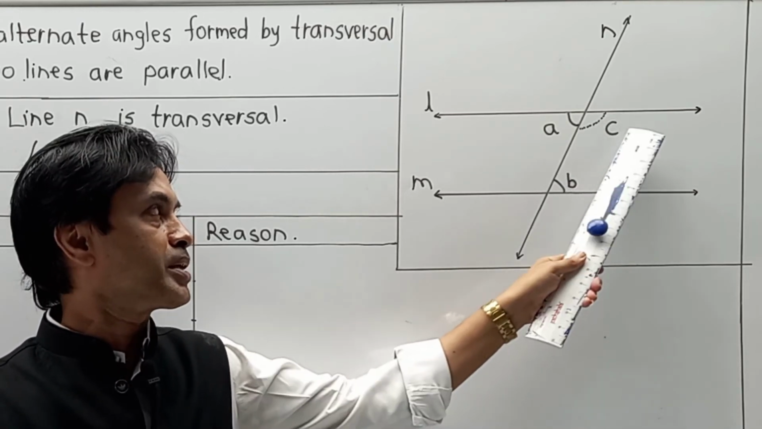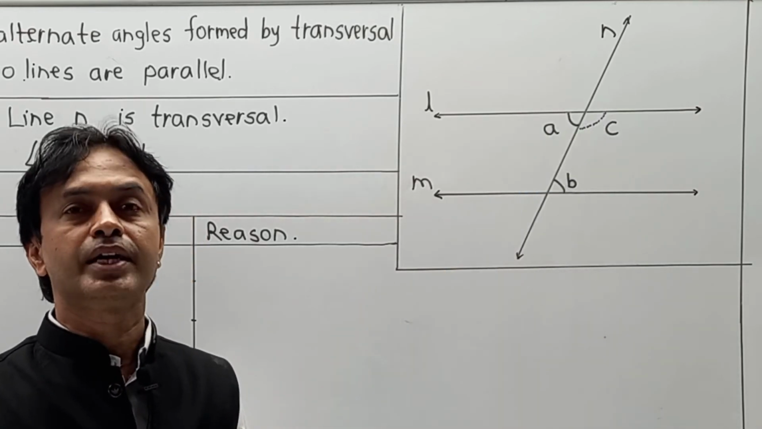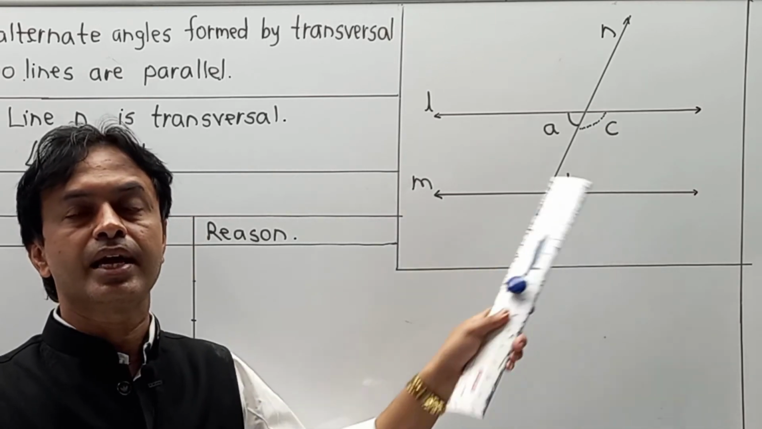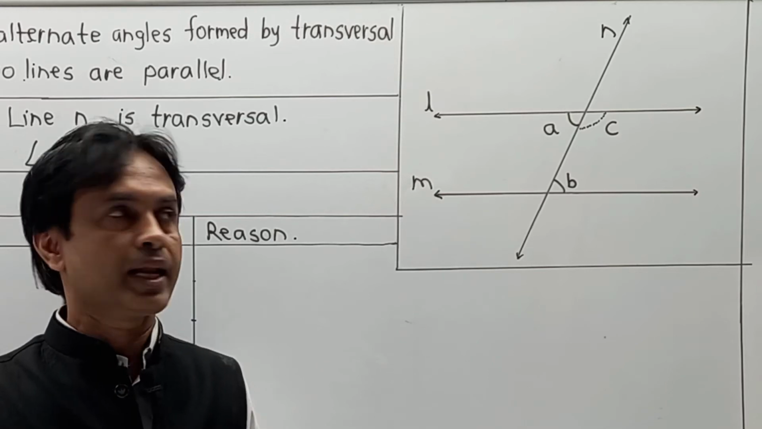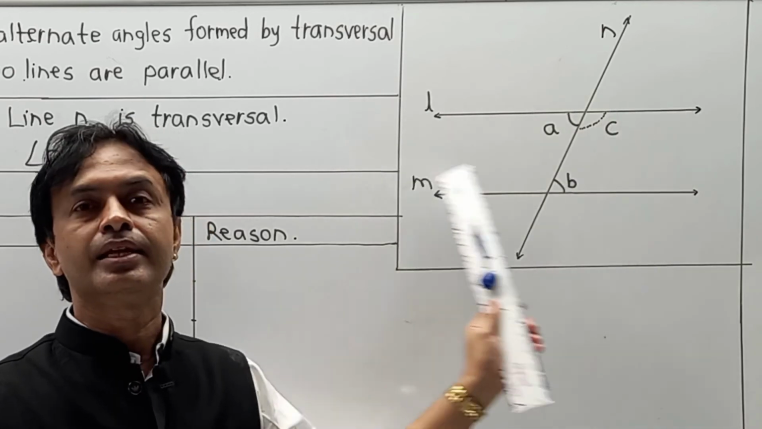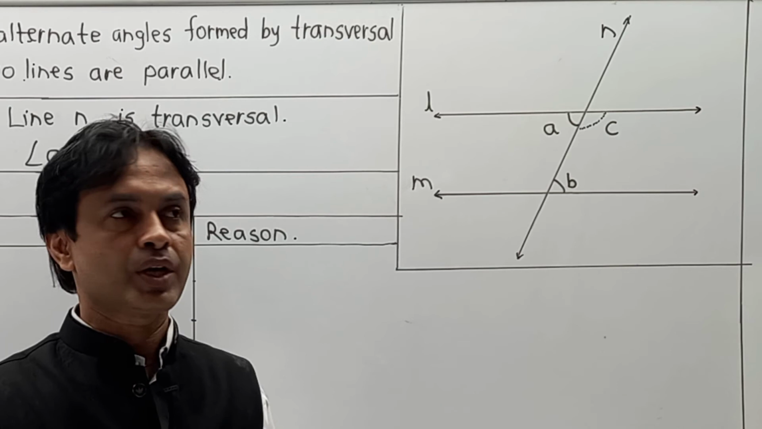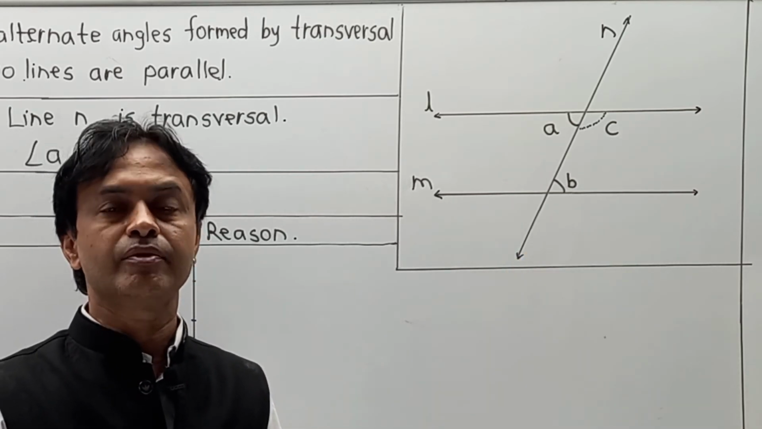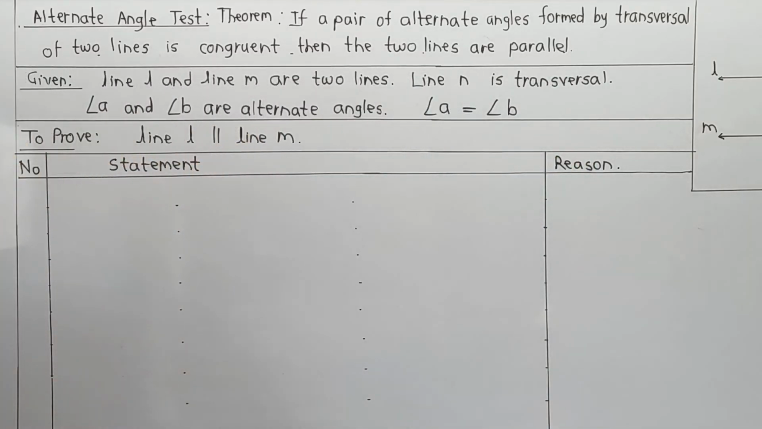But if angle B plus angle C is 180 degrees, then angle B and angle C become 180, but these are interior angles, and if a pair of interior angles is supplementary, naturally line L is parallel to line M, and in this way we are going to complete the proof. And definitely we are going to take the support of the interior angle theorem test that we have done previously.